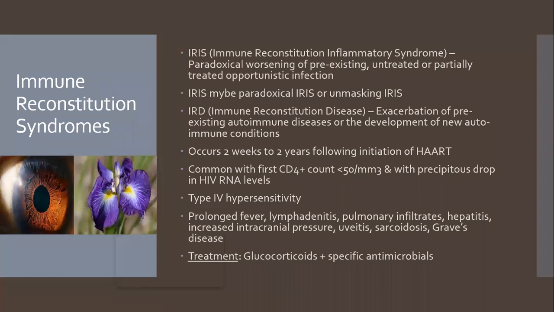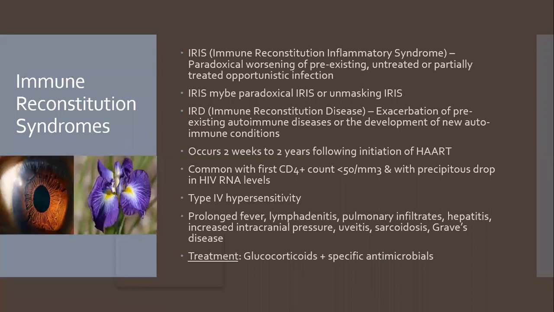When does it occur? It can occur within 2 weeks of starting antiretroviral therapy. It can come up to 2 years. If the first CD4 count is less than 50 per millimeter cube, it is very common. Why? Because more infections occur when the CD4 count is very low. It's a type of hypersensitivity. What are the symptoms? It's an immune reaction as such. So the patient will have fever, lymphadenitis, hepatitis, uveitis. So all infections can occur. You'll understand it when we discuss further.